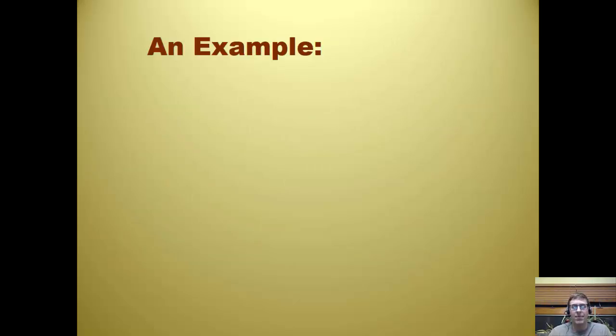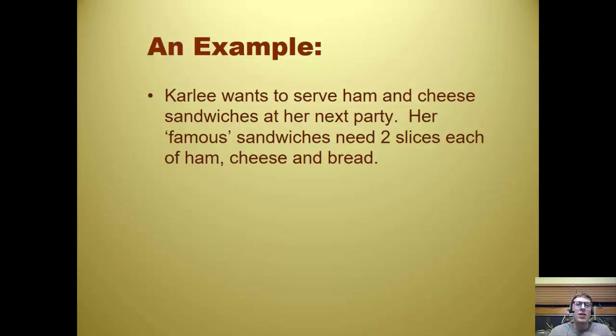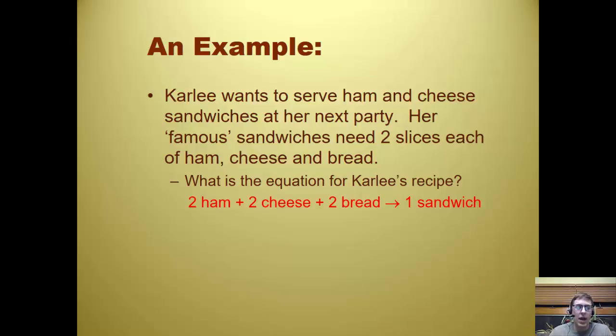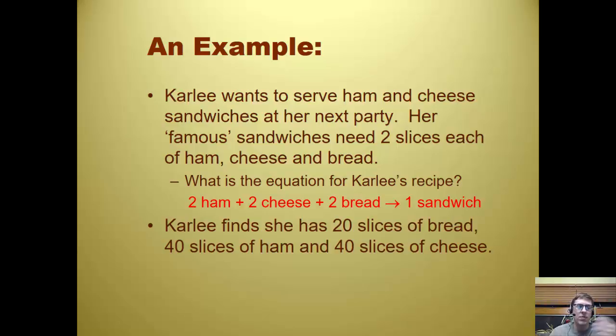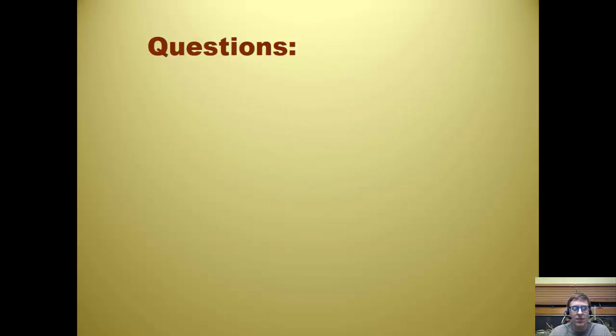So here's an example, a fun example. Imagine Carly. Carly wants to serve ham and cheese sandwiches at her next party. It's a birthday party for her son. Her famous sandwiches need 2 slices each of ham, cheese, and bread. So what is the equation for the recipe? 2 ham plus 2 cheese plus 2 bread yields 1 sandwich. So Carly finds that she has 20 slices of bread, 40 slices of ham, and 40 slices of cheese.